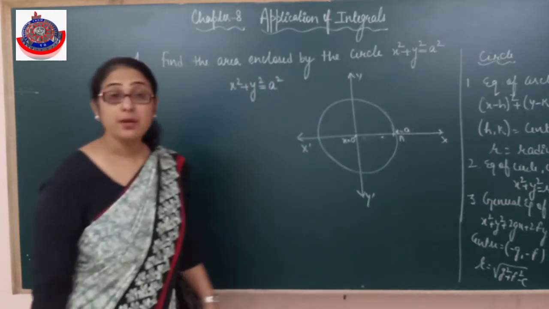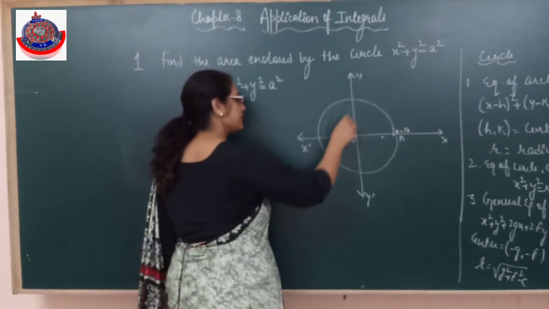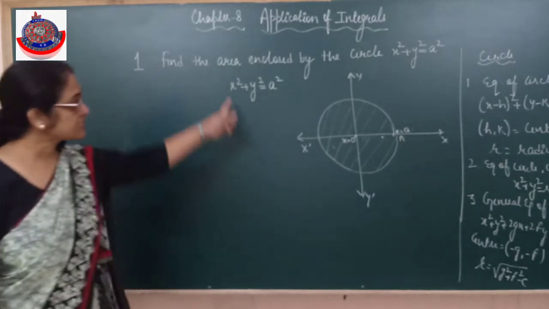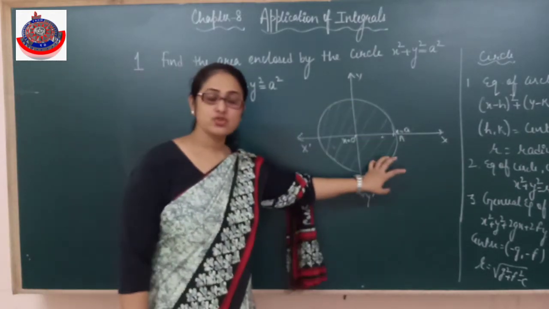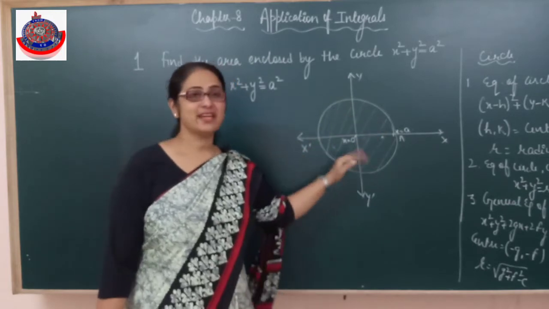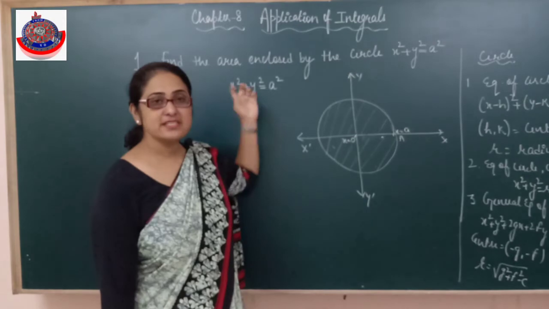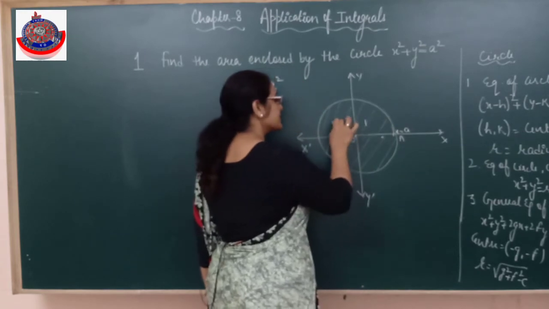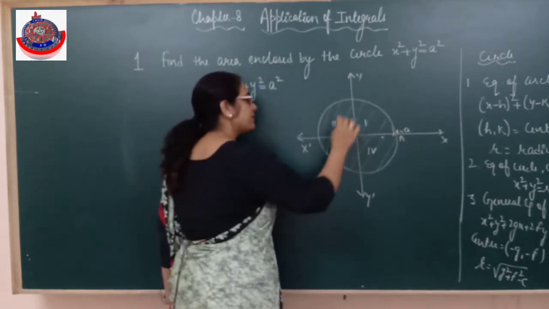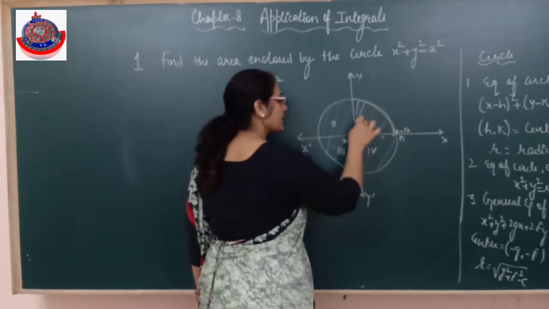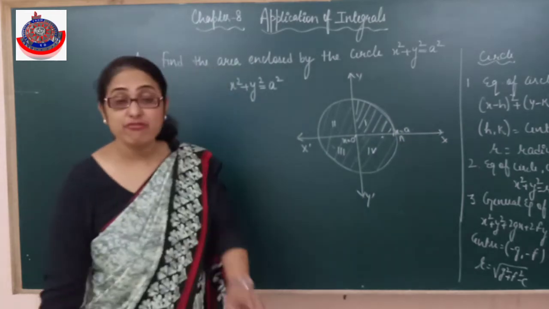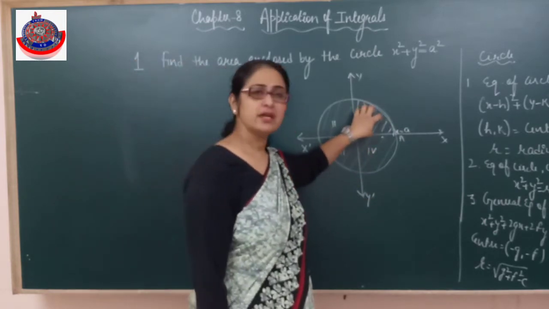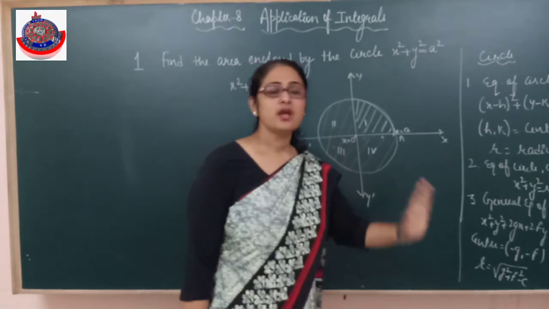Now I need to find out the area bounded by this circle, that means this complete area. When I said this is symmetrical, about the x-axis, y-axis, everywhere it is symmetrical because it has even powers of x and y both. Whatever area is covered here, the same area is here, the same here, the same here. So if I find the area of this quadrant, the first quadrant, and multiply it by 4, I'll get the complete area, very simple.